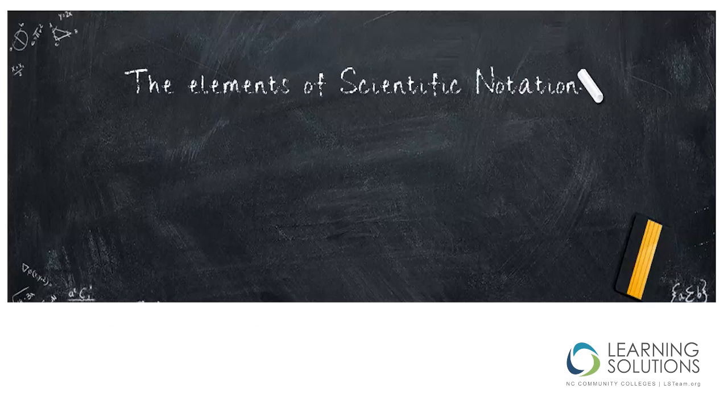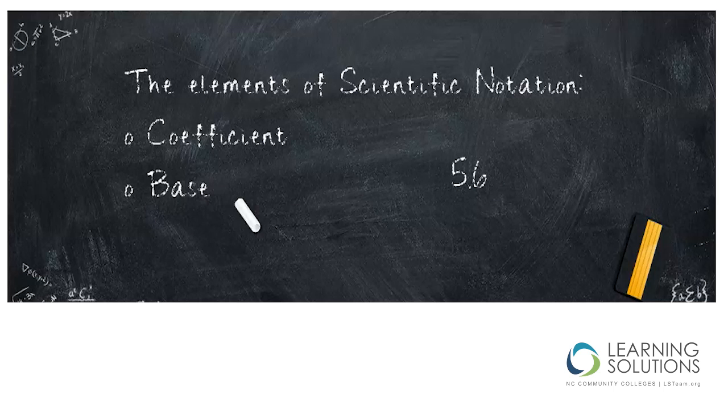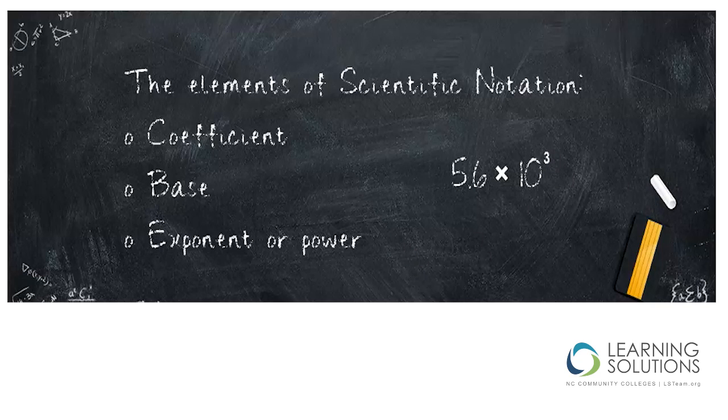When a value is represented in scientific notation, the first element is known as the coefficient. The coefficient can be any number greater than 1 and less than 10. The second element is known as the base. In scientific notation, that number will always be 10. And that third element is called the exponent, or power.